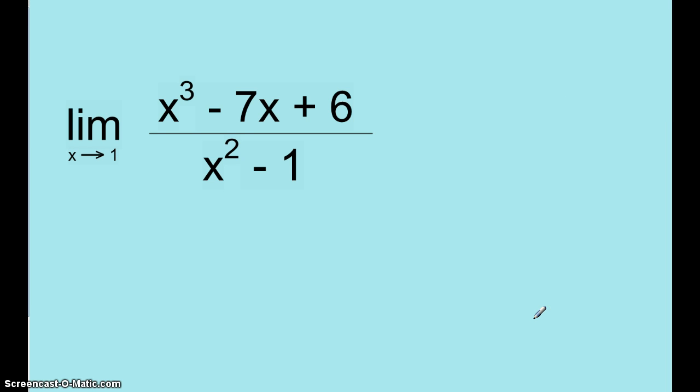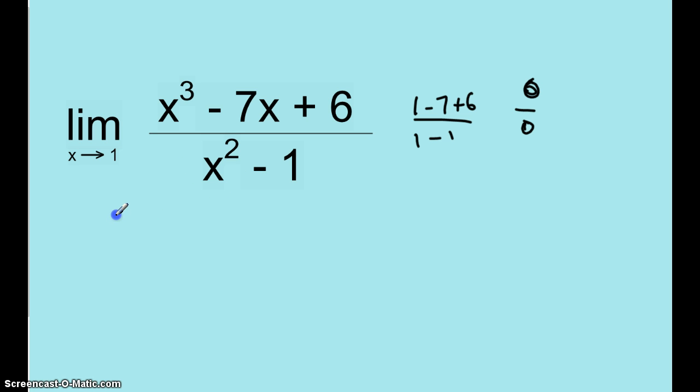Alright, here's our last limit. Let's go ahead and replace. 1 minus 7 plus 6 all over 1 minus 1, 0 over 0. So let's go ahead and try to change it algebraically. Always got to check first. Maybe the limit will just work the way it is.